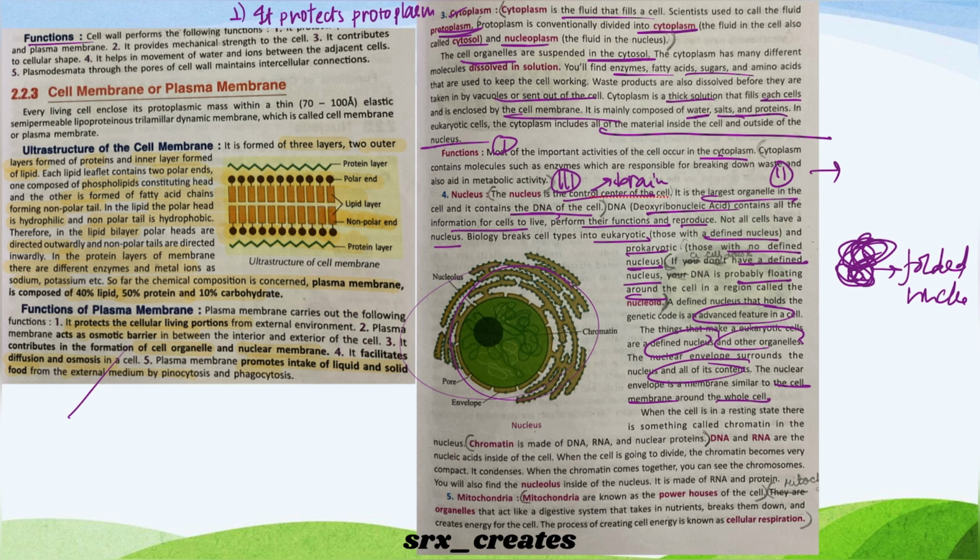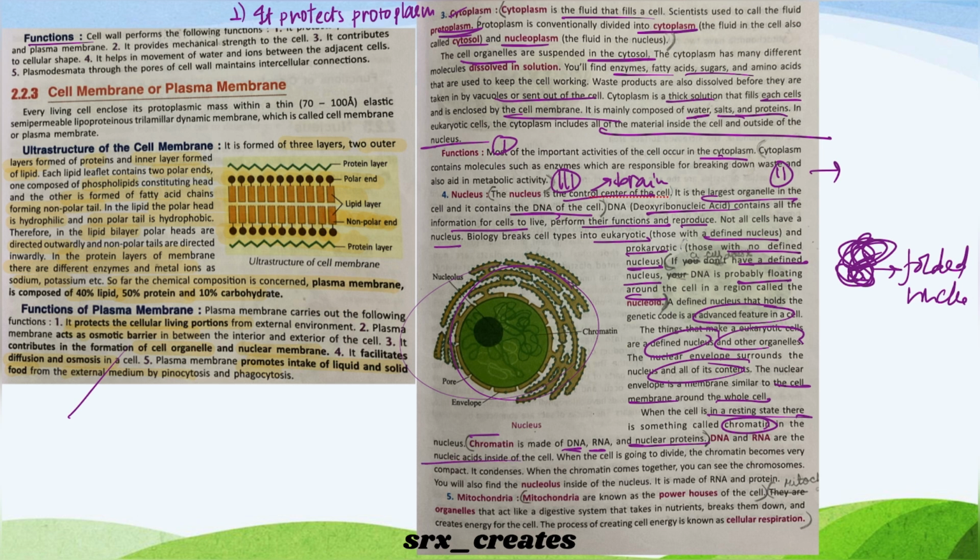When the cell is in a resting state, there is something called chromatin. Chromatin is the term for the cell in its resting state. And chromatin is made up of what? DNA, RNA, and nuclear protein. The composition of chromatin is DNA, RNA, and nuclear protein.